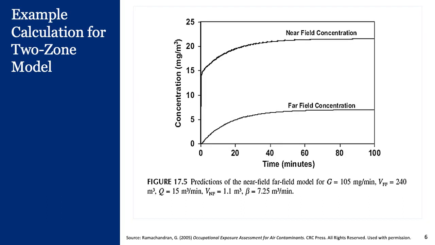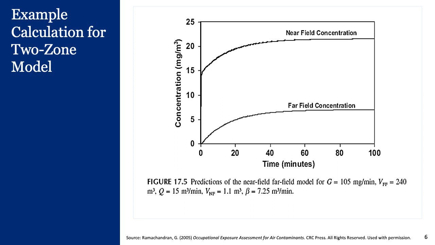We can look at these two equations and do some example calculations. So in this example, we will assume that the generation rate G is constant at 105 milligrams per minute. The volume of the far field is 240 cubic meters. The volume of the near field is 1.1 cubic meters. The airflow rate through the room, Q, is 15 cubic meters per minute, and the interzonal airflow rate, or the airflow rate between the near field and the far field, is 7.25 cubic meters per minute.